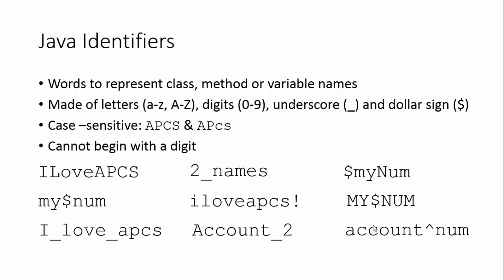So let's look at this list and find the ones that are legal identifiers. I love APCS. Yes. My $num. Yes. I_love_APCS. Yes. 2_names. No. You may not begin identifiers with a digit. I love APCS exclamation point. No. You may not use the exclamation point in your identifier.